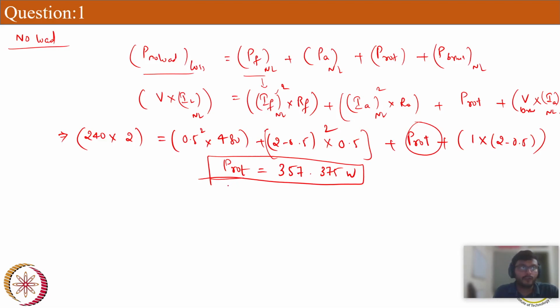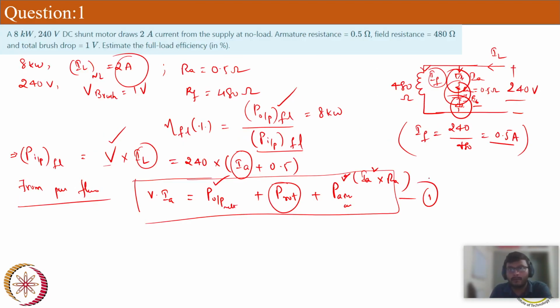That's why, if you also solve with me, we can mutually see where we have gone wrong. Okay, so P rotational is 357. Now let's substitute this P rotational in equation 1. Let's say it is equation 2, because in the last problem we took it as 1.